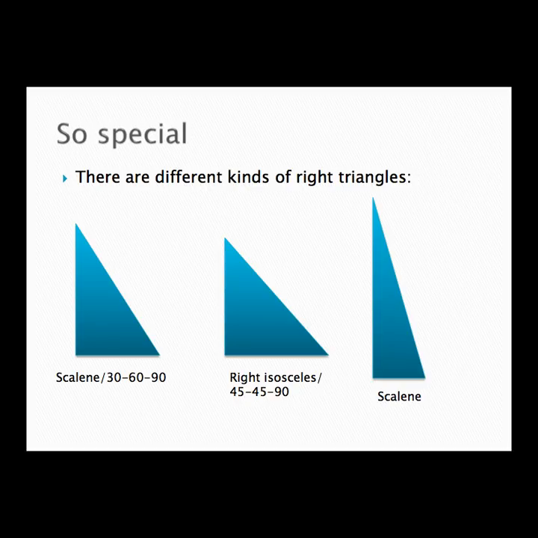So, what is so special about these kinds of right triangles? Well, there are 3 kinds of right triangles. There's the scalene, there's the right isosceles, and there's just the scalene. Now, you'll notice that there are 2 scalene right triangles. The scalene one on the right can have any angles that sum to 90 degrees for the other 2 angles. Now, the one on the left is a 30, 60, 90-degree triangle, and it is extremely special. The right isosceles triangle is just that. It has 2 45, 45-degree angles whose sides are the same as well.